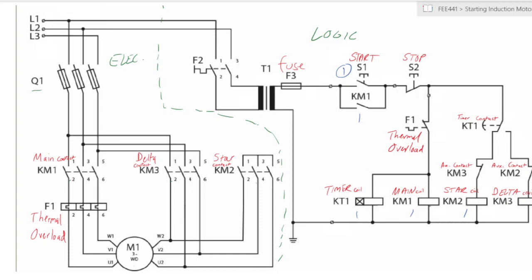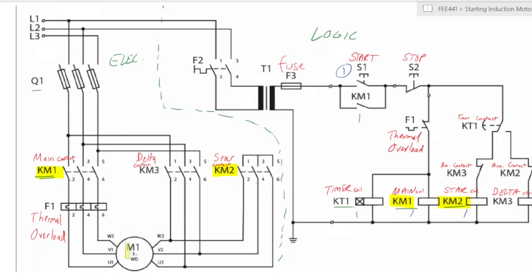And first, you energize the main coil, KM1 is energized, and KT1 is also energized, and also KM1 in this other branch are all energized. All right. So KM1 is the main coil. This coil actuates the main contactor here, and KM2 is the star coil. When it is energized, it actuates the normally open contacts here, and they become closed so that you have a star configuration.